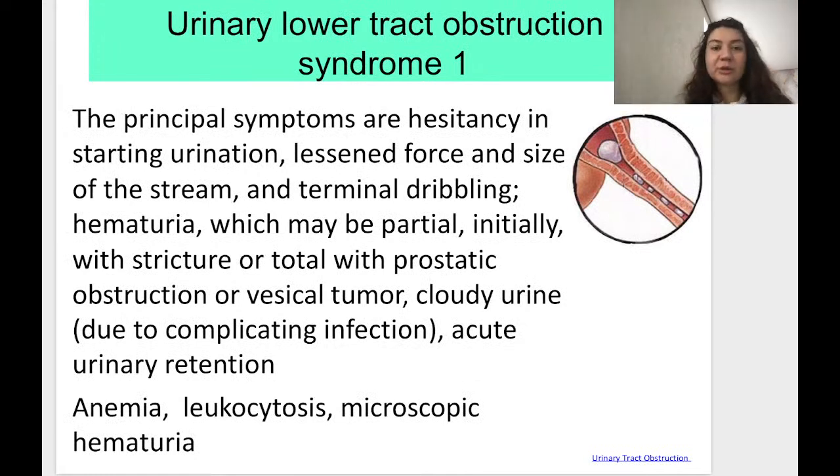And lower tract obstruction syndrome. The principal symptoms are hesitancy in starting urination, lessened force and size of stream, and terminal dribbling. There can be hematuria, which may be partial initially with stricture, or total with prostatic obstruction or vesical tumor. There is typically cloudy urine due to complicating infection, the same as with previous types, and there can be acute urinary retention in severe cases. Moreover, anemia, leukocytosis, and microscopic hematuria are typical.